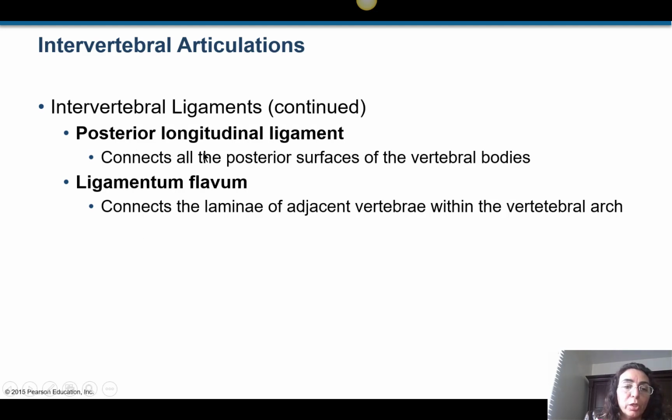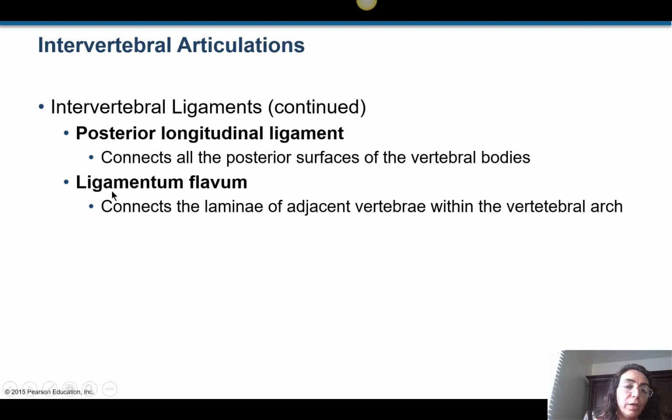The next one, posterior longitudinal ligament, connects all the posterior surface of the vertebral bodies again. So pay attention, this one is on the other side of the body. In other words, it goes into the vertebral canal, right? In the posterior side of the body. Pay attention to the location. I will show you in the picture. It just goes like a band, anterior in front of the body, posterior on the back of the body of the vertebra. We're talking about the body of the vertebra.